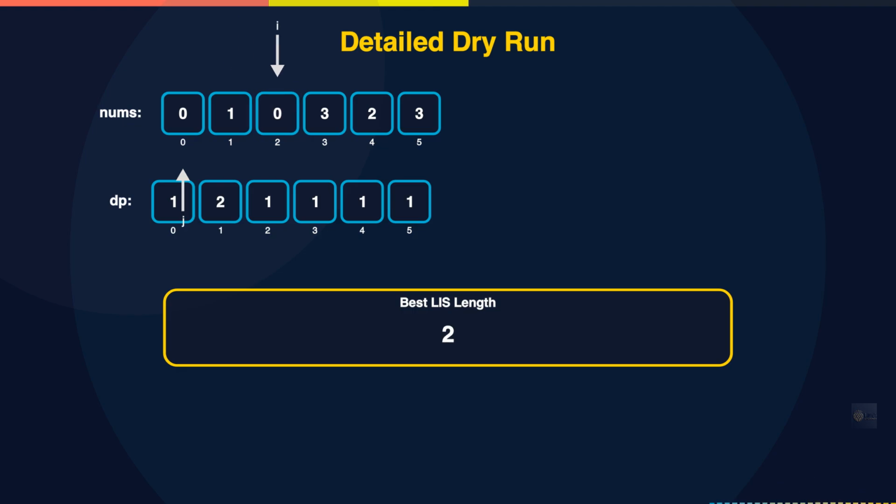Now i is at index 2 with value 0. j at 0 gives 0 less than 0, which is false. j at 1 gives 1 greater than 0, so we skip. DP at 2 stays 1.